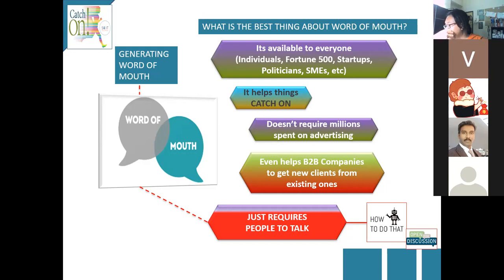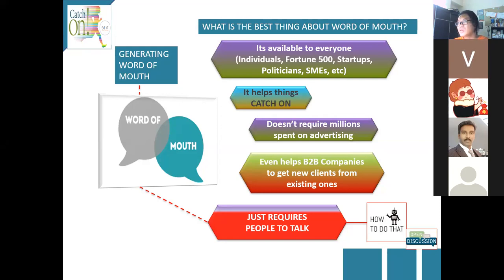The key thing is that word of mouth marketing is available to everyone, whether you're an individual or a company, a big company, a small company, a Fortune 500 company, a restaurant, a farmer, an NGO, or even in politics. You can harness the power of word of mouth. It's the actual thing that gets things to go viral. Word of mouth can even help business to business clients, B2B, get new clients from existing ones. And as opposed to conventional marketing, it doesn't require a huge budget.